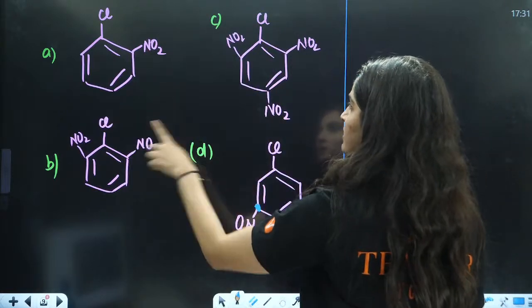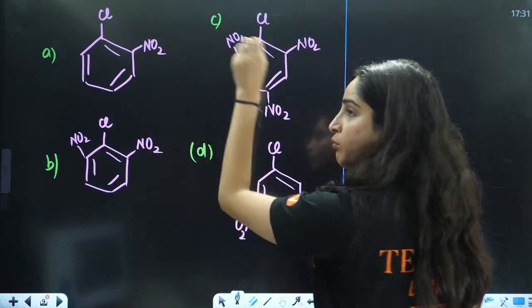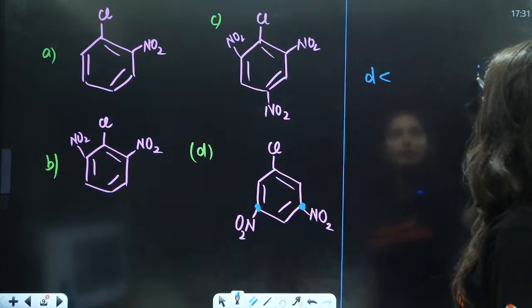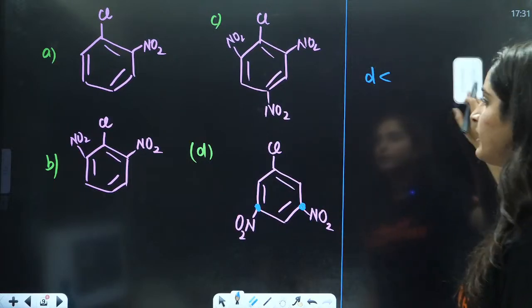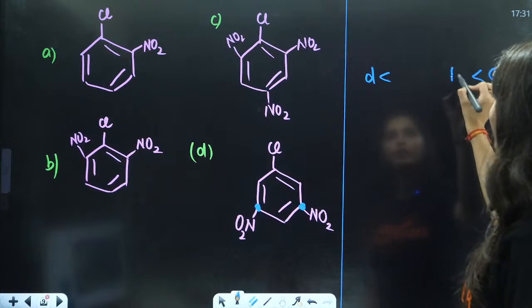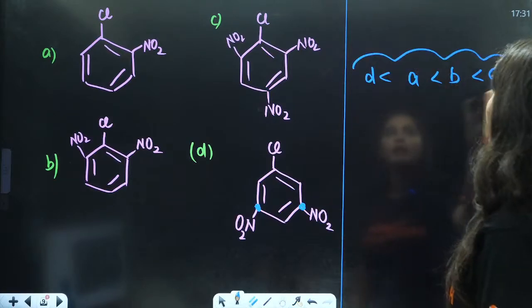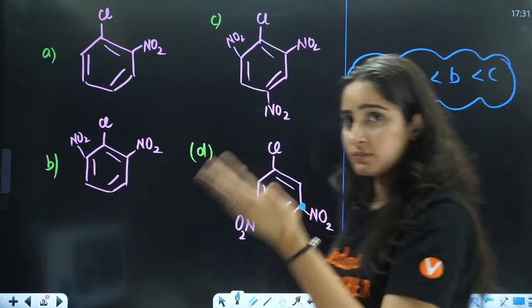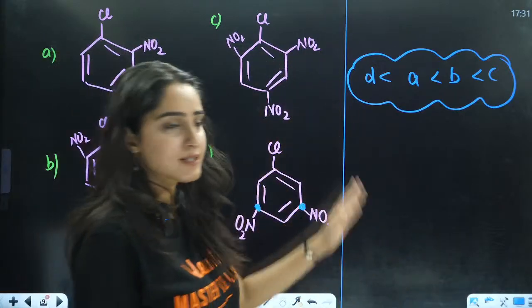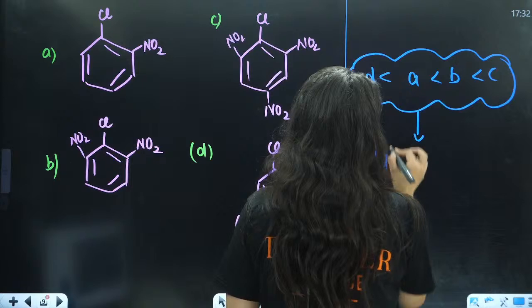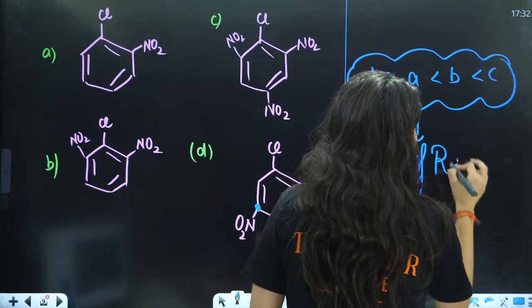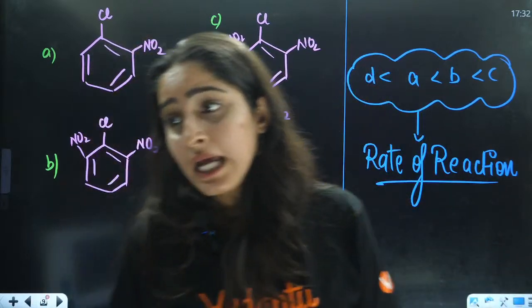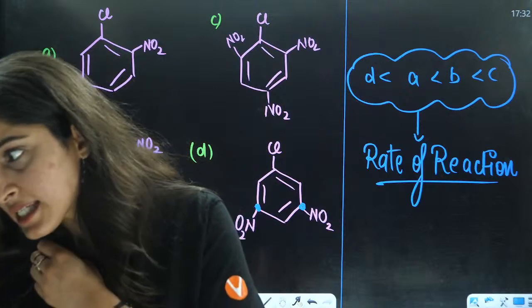But if I talk about these three situations, the more the electron withdrawing groups, the more the rate of reaction. The rate of reaction is maximum in, not in B, yes, in C, maximum in C, then you have B, and here you have A. So if you talk about the increasing order, the answer will become D, A, B, C. That is your rate of reaction. Understood?